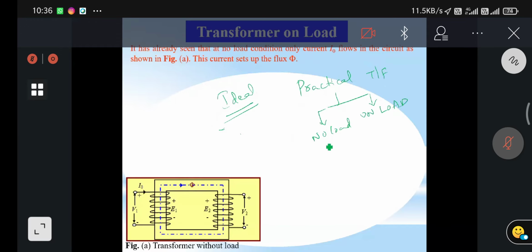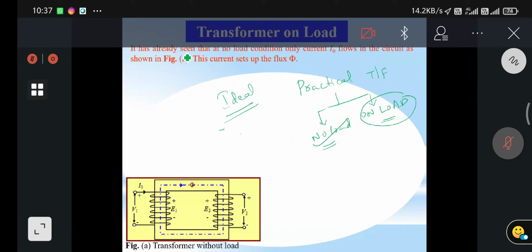So already we have discussed no load earlier. Now we are going to discuss on load condition. But when you are discussing on load condition, first of all we have to draw the no load. After that we will go for on load. Okay, that point you have to remember.